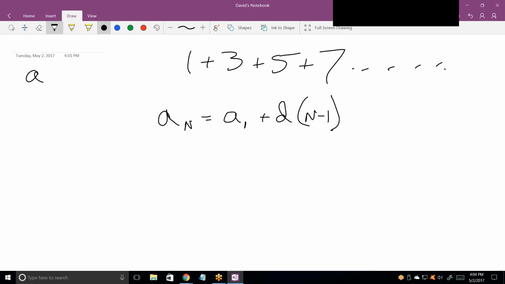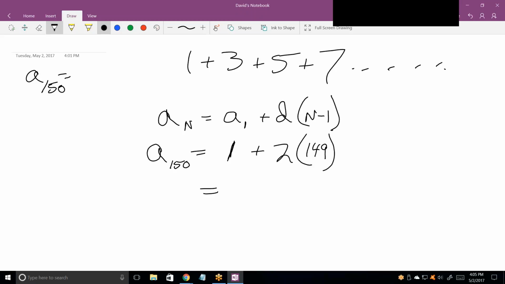If I wanted to know the 15th term of that series, I could write it out. But what if I wanted to know the 150th term? That's a lot of writing. So I have this formula. Let's say I wanted the 150th term. The first term is 1. What's the common difference? 2. N is 150, so 150 minus 1 is 149. The 150th term of that series is 299.